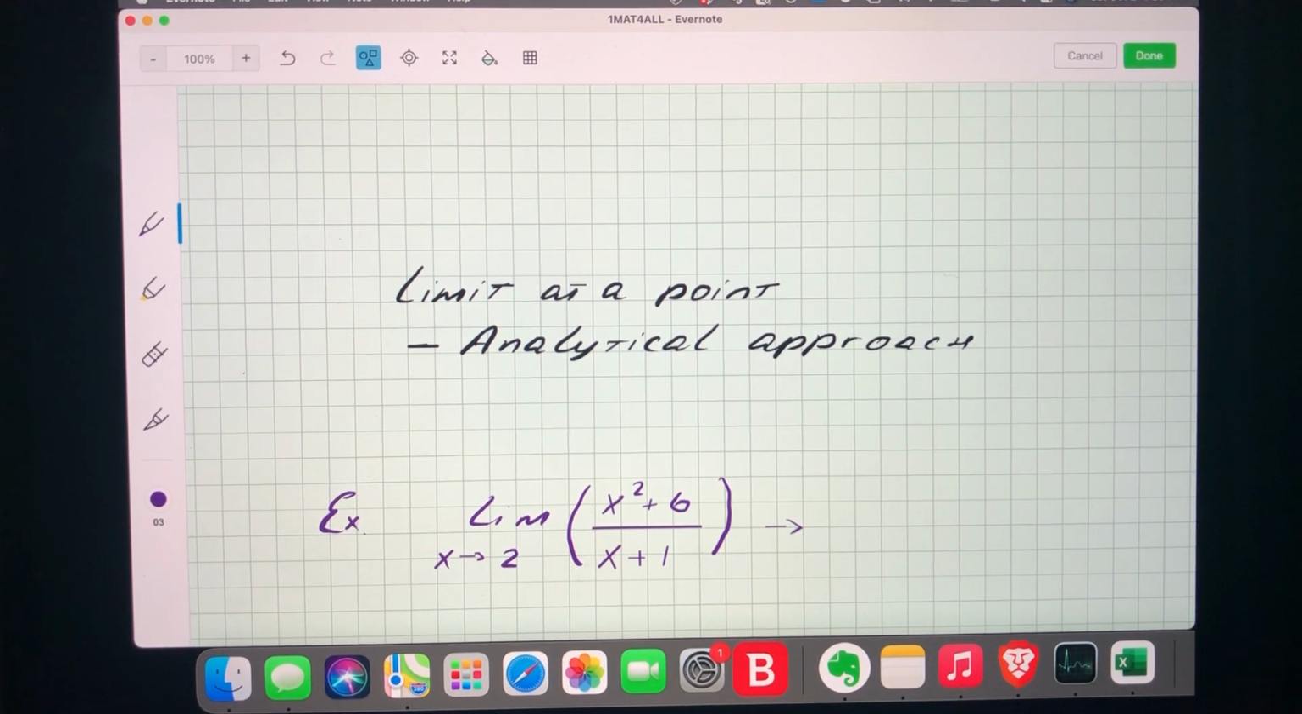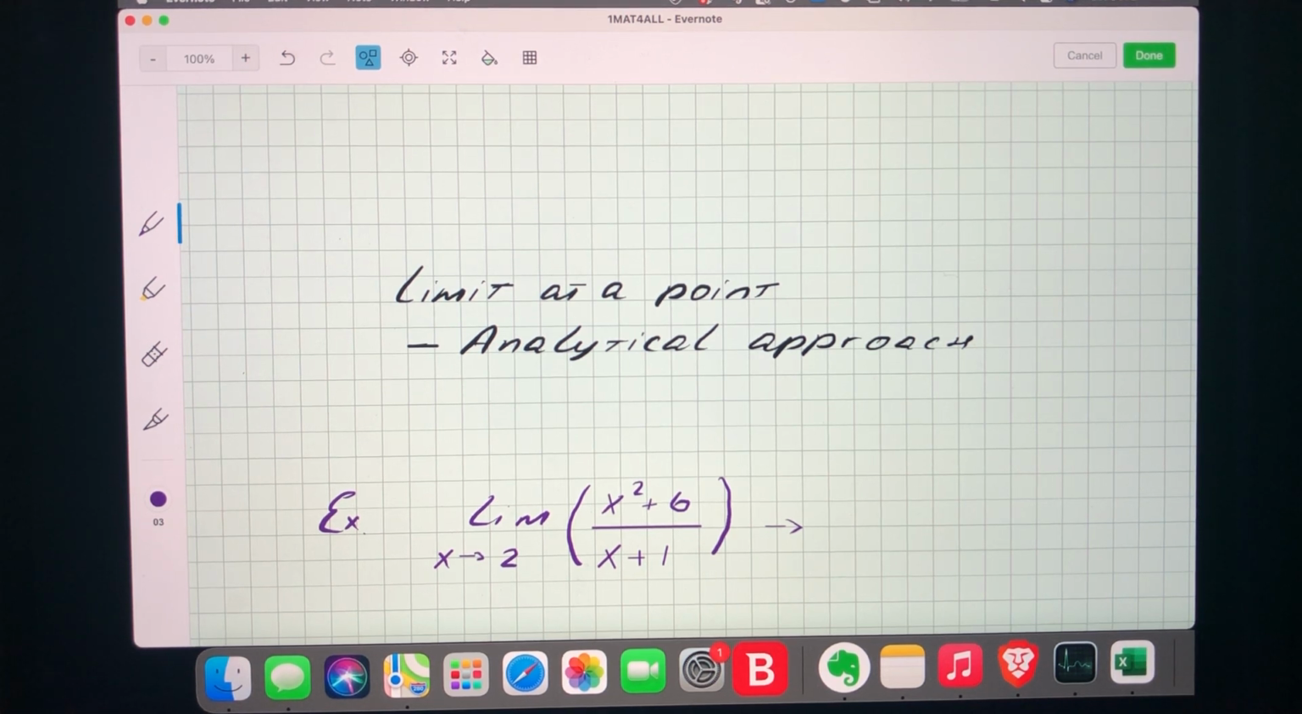Hello, in this video let's look at a limit at a point, and this time we will use the analytical approach, which means by hand. So we will not be looking at a graph, we will not be looking at a calculator, we will be doing all evaluations by hand. And here is the trick to doing it.